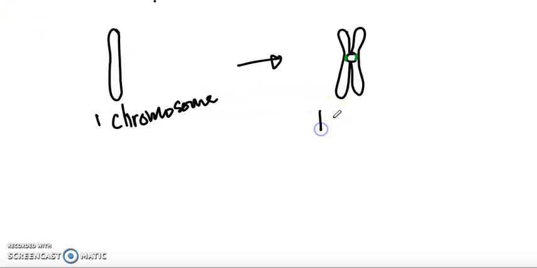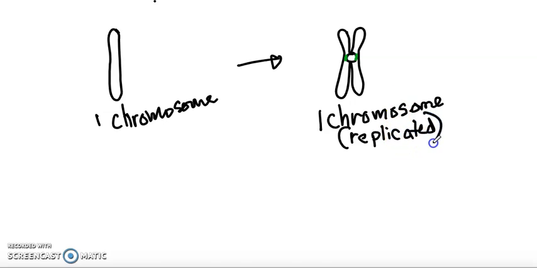And so this, as I was saying before, is also considered one chromosome. It's just that it is replicated. Okay? If we were to pull those two sister chromatids apart, then they do become two separate chromosomes.